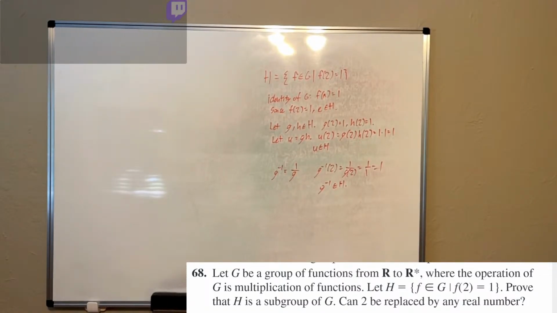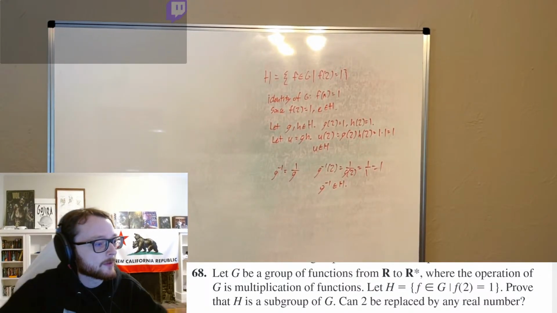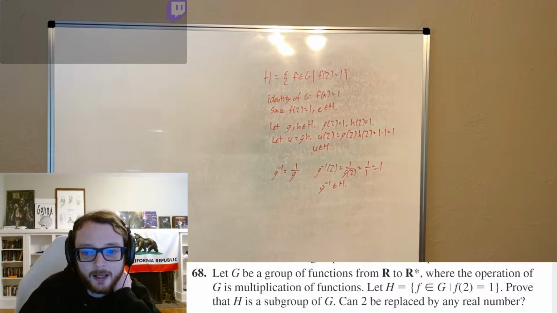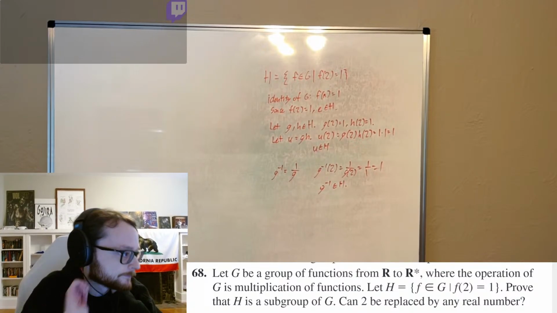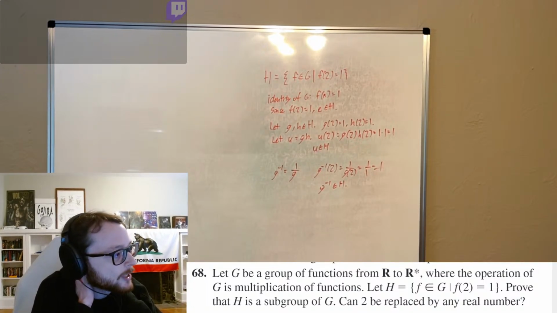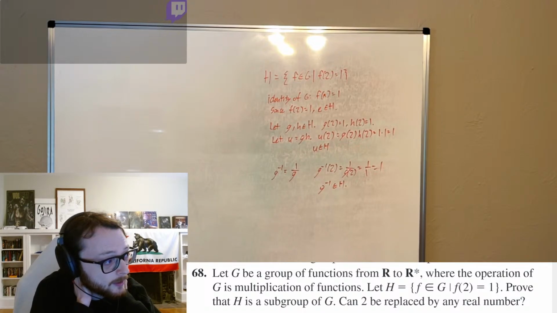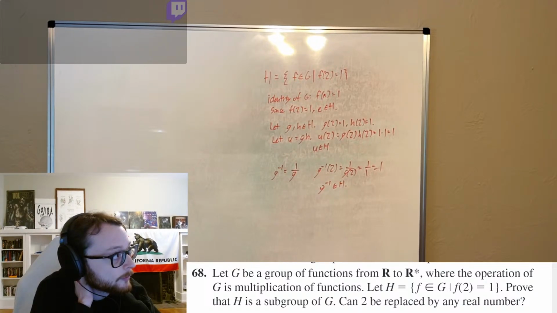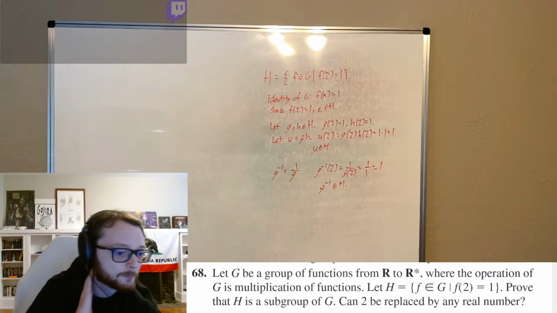And then there is that very last part of the question, which is, can 2 be replaced by any real number? Which I don't see why not. The input didn't really matter. The output, though, is maybe the more interesting question to me. And if it's not 1, I think you have issues with basically any other number, because you wouldn't be closed. Yeah, okay.